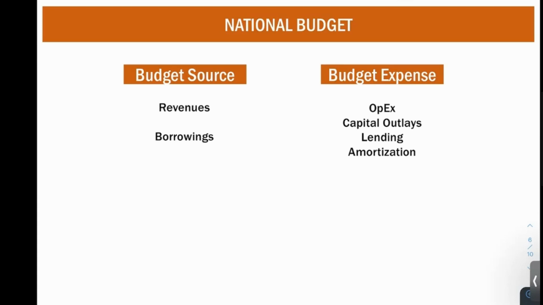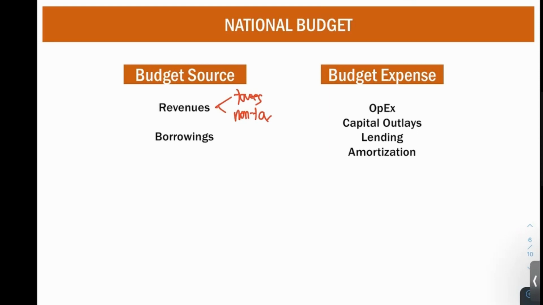So what are your different revenues and borrowings? When we talk about your revenues, these are tax or non-tax. When we say tax, these are your different national government taxes, such as your income tax, excise tax, business tax. Those are taxes. Non-tax are your different fees and licenses or service incomes that a particular government agency earns based on its licensing requirements.